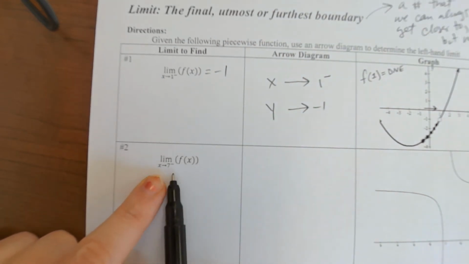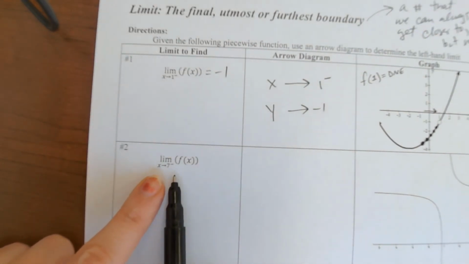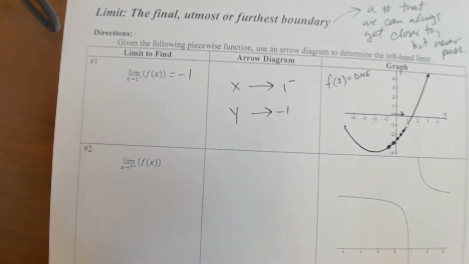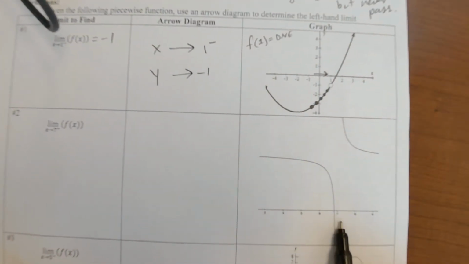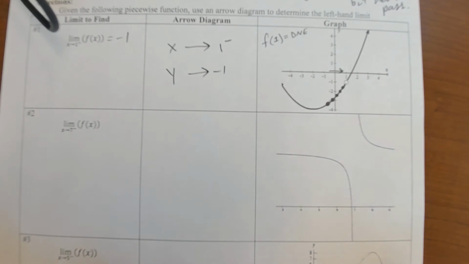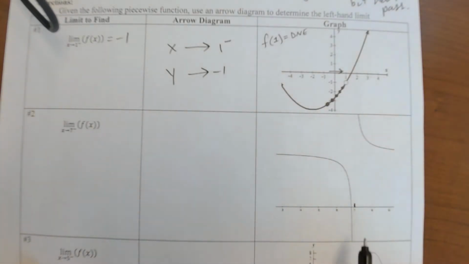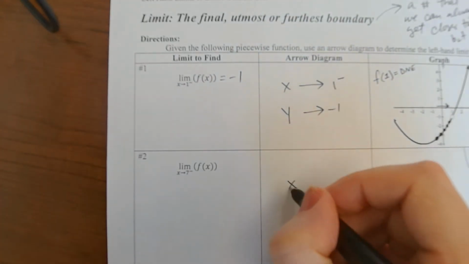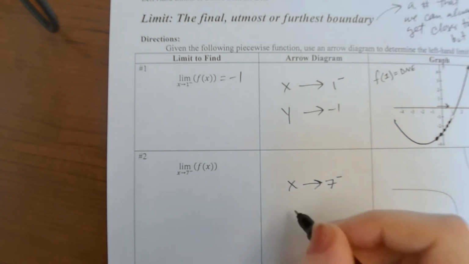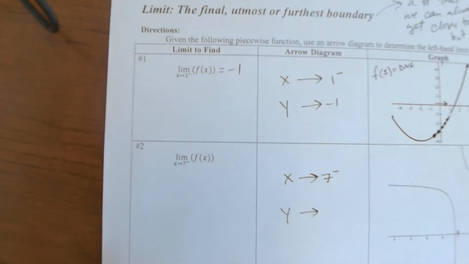Now the limit as x approaches 7 from the left. Again, still from the left. So here is 7. I hate this camera, the video quality is awful. We're approaching this x value of 7 from the left. So x is approaching 7 from the left, and the question is, what is y approaching?